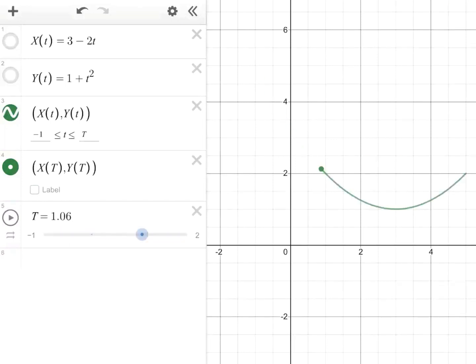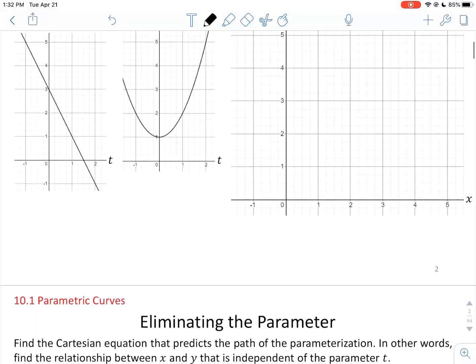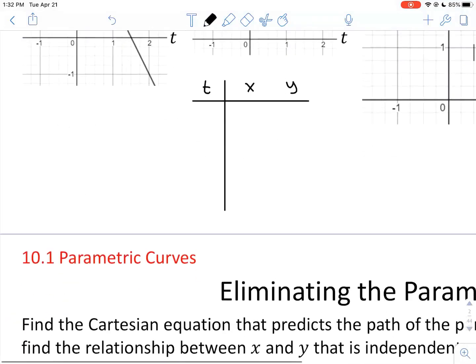Alright, you're going to want to get pretty comfortable typing this kind of stuff into Desmos so that you can animate a lot of things, and it helps gain an understanding of what's going on and what we're trying to accomplish. Sometimes you're expected to make a graph of the point as it moves around when you're only given the images of x against t and y against t. And you can make a table just like you did before, except we're going to use the images to get our outputs. Time from -1 to 2, so let's just focus on that interval.